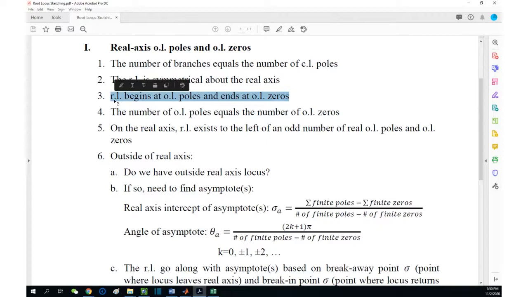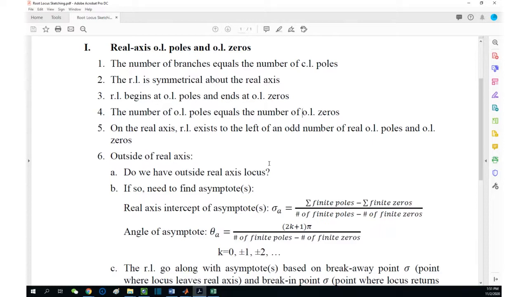We just mentioned the root locus consists of multiple branches. Each branch begins at what? Open loop poles and ends at open loop zeros. So the open loop pole is the starting point, the open loop zero is the ending point. The number of open loop poles equals the number of open loop zeros. That makes perfect sense, because once you have a starting point, you must have an ending point. That consists of one branch, right? There's no case where you have a starting point without an ending point. That's not possible.